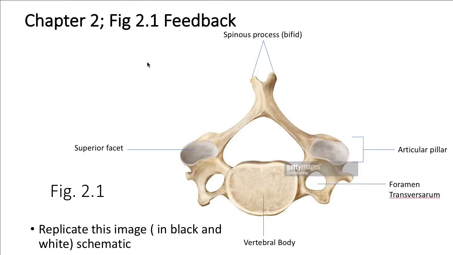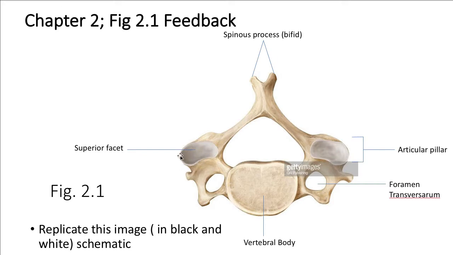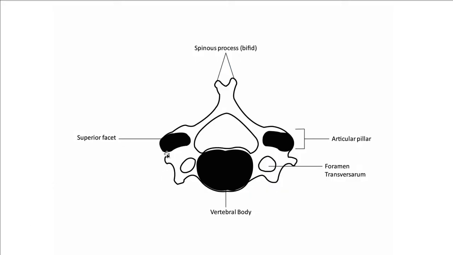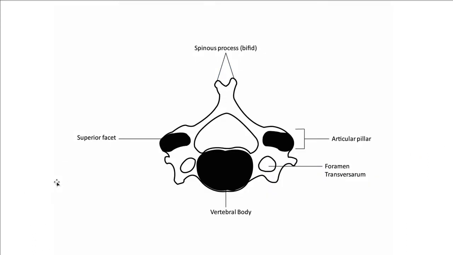All right, so this is for figure 2.1. This is the image that we gave you. This is what you guys created. The image looks great. The only problem is that this facet area is very dark, and we want you guys to follow the consistency of the images.